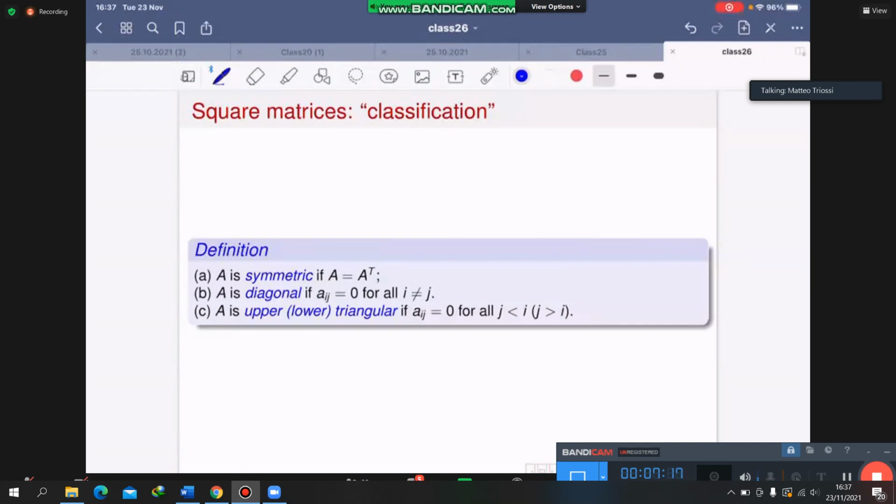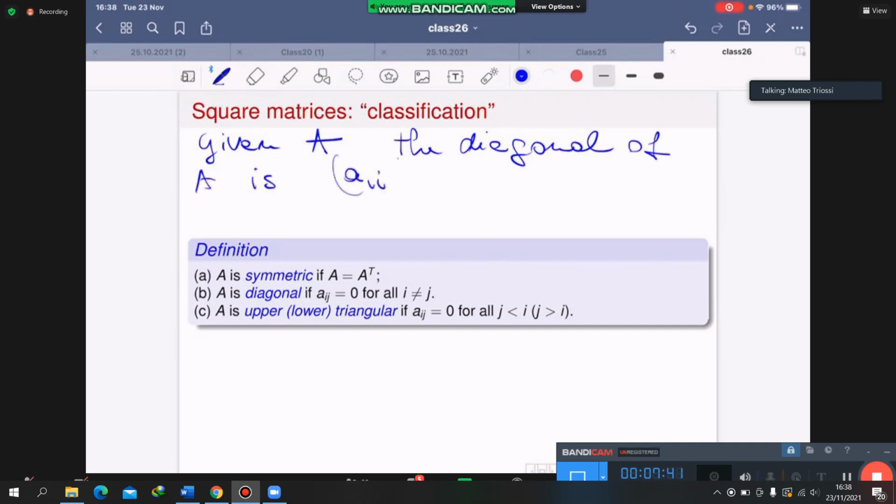What is the diagonal of a matrix? Given A, the diagonal of A is a_ii for all i equal 1 to n, for a square matrix.